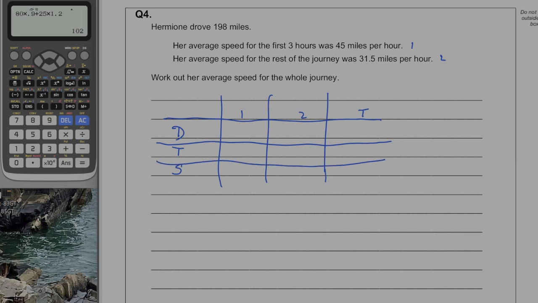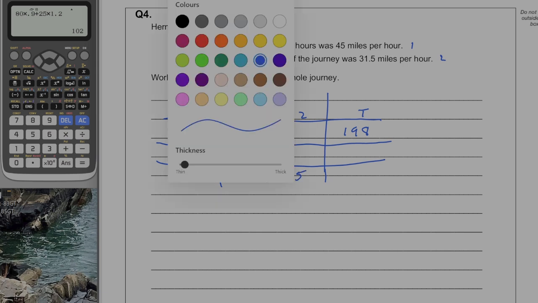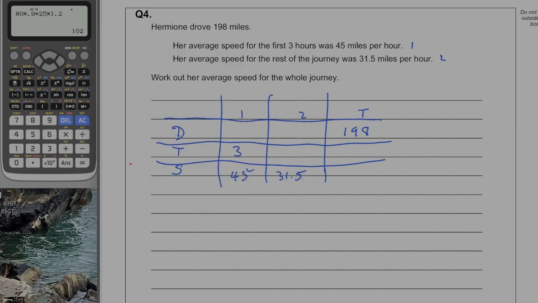Right, so 198 miles is the total distance. Her average speed for the first 3 hours, so time of 3 hours, was 45 miles per hour. Her average speed for the rest of the journey was 31.5 miles per hour. Right, so the first thing I'm going to do then is, I'll change pen just to make this clear. So that's just the information from the question.